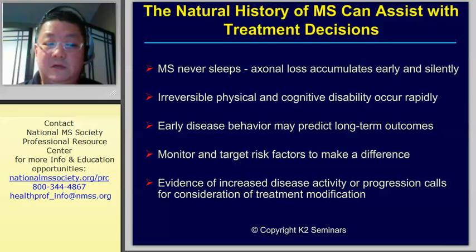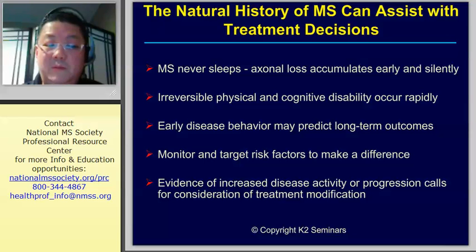All right, the natural history of MS can assist you with treatment decisions as well. Realize that MS never sleeps. Axonal loss accumulates early and silently, so we have to pay attention to making sure that we deal with this whole process up front. There's irreversible physical and cognitive disability that can occur rapidly. So that's why you want to deal with the function up front, early.